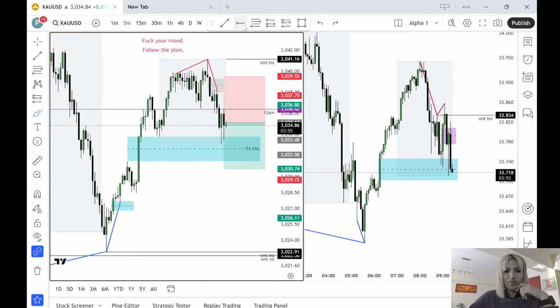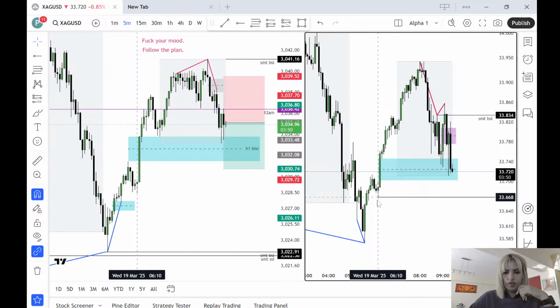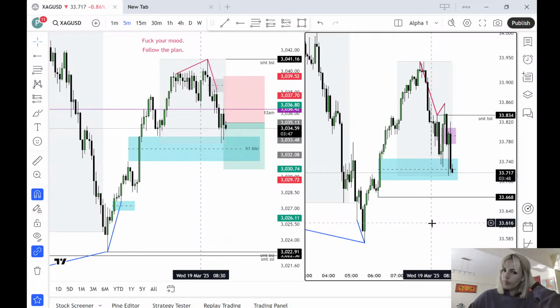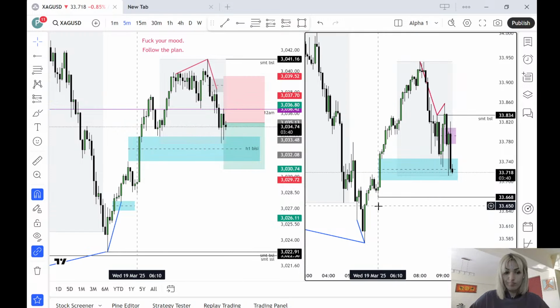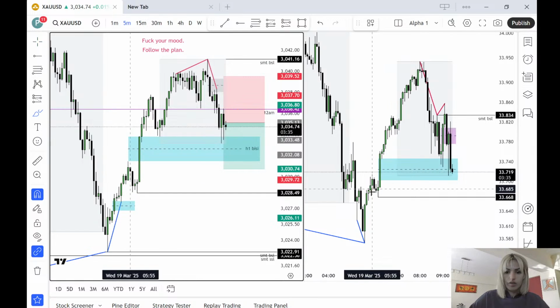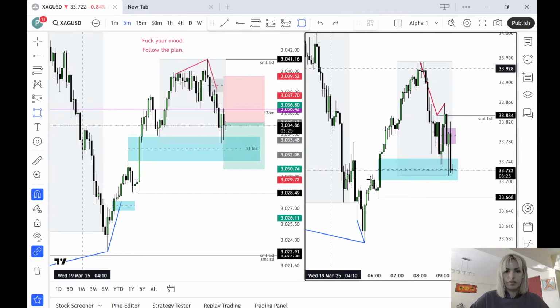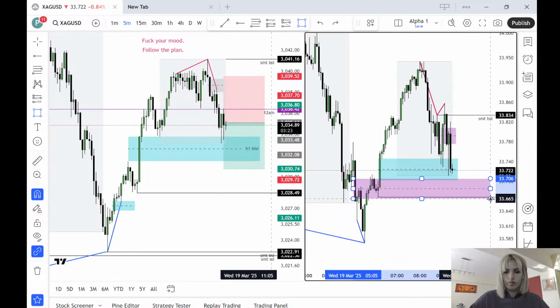All right, so one thing I would like to see is these two pairs continuing to be correlated, in the idea that, for example, I don't want to see silver sweeping this low over here, this one, and then gold wouldn't. All right, because if it's gonna do that, it's not good. Okay, it's not a good thing. Definitely not a good thing to happen.